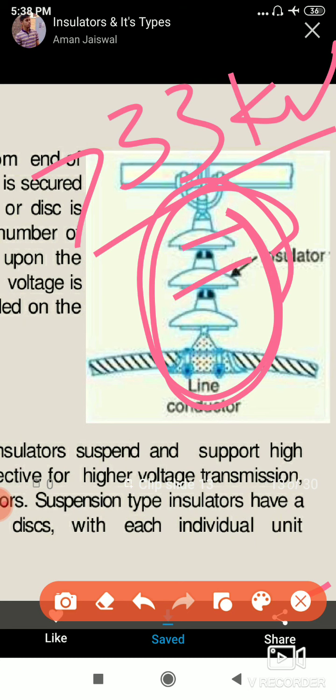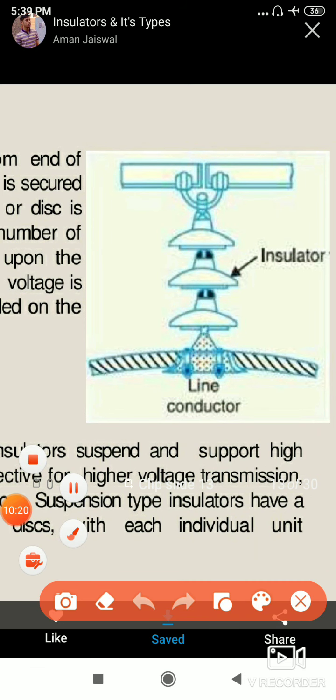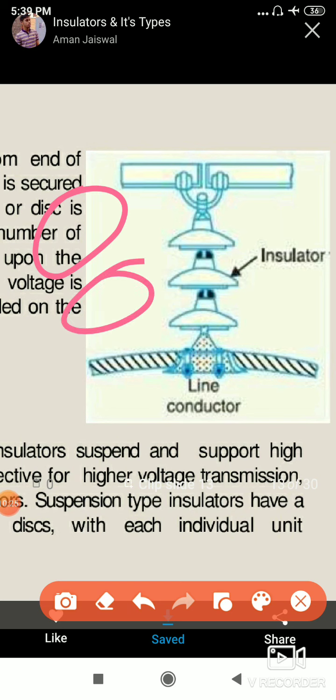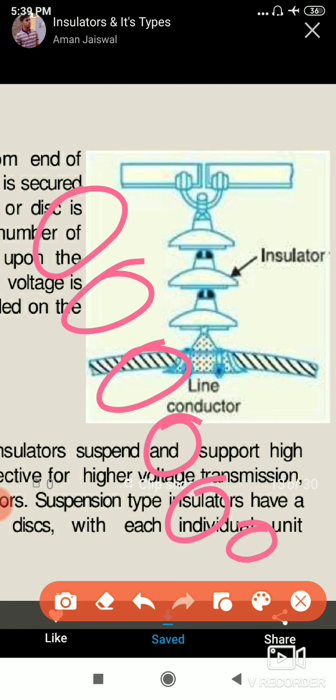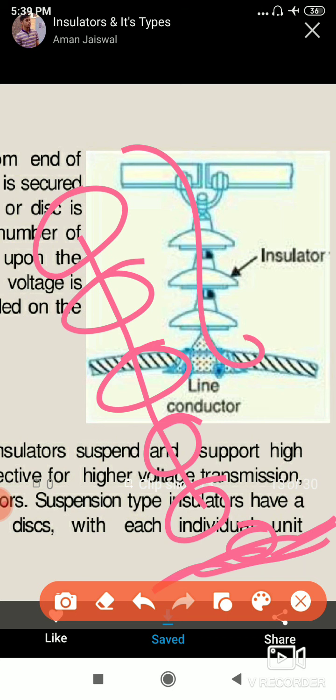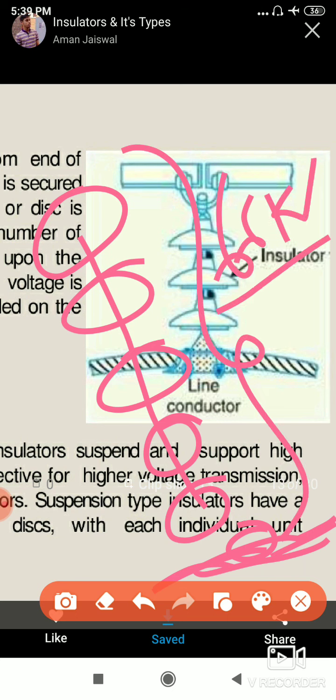So how many discs are there? There are 3 discs. So how much voltage can it carry? 33 kV. Easily you will say. Or else if the number of discs is 6, that means it is carrying 66 kV. That means one disc, one disc, one disc, one disc, one disc, one disc. So all the discs are where the conductor is connected. How much voltage can it carry? 66 kV. You will directly say. So what is the voltage that the transmission system can carry? 66 kV. So this is about suspension type insulators.